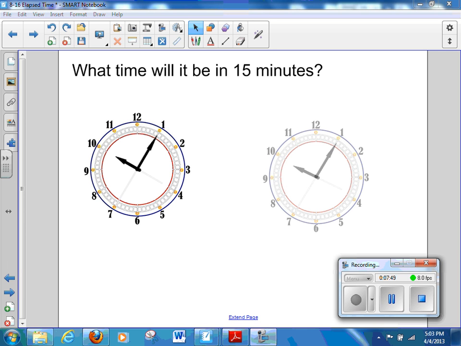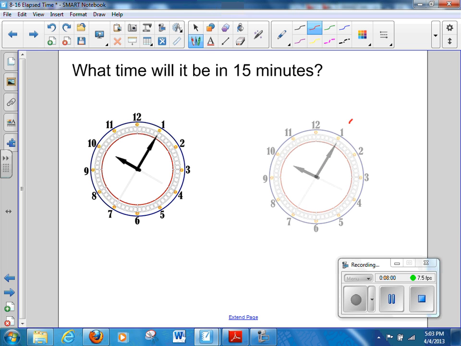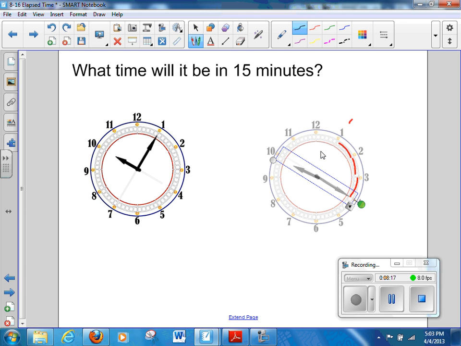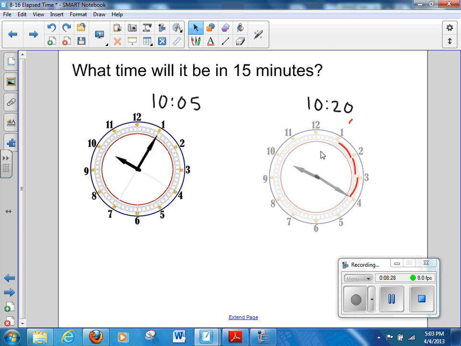I'm going to go on and figure out what time it's going to be in 15 minutes. I'm going to move this hand 15 minutes ahead, and I'm going to start counting by fives. Since it's already pointing to the 1, I'll count starting on 2 because there's 5 minutes between there. 5, 10, 15. Okay, and now I'm going to move that minute hand 15 minutes ahead. It was 10:05. 15 minutes elapsed, and now the time is 10:20. Give yourself a pat on the back if you got that one correct.